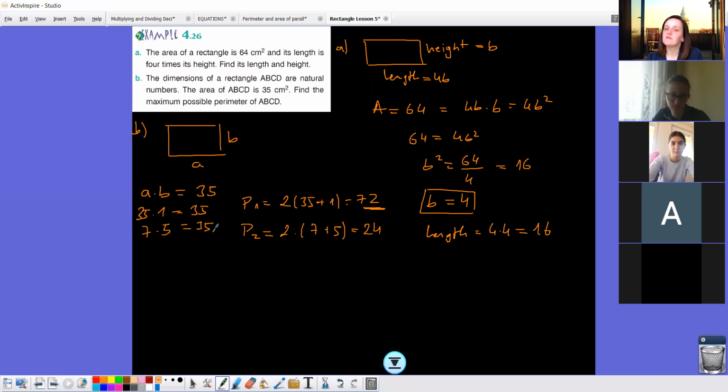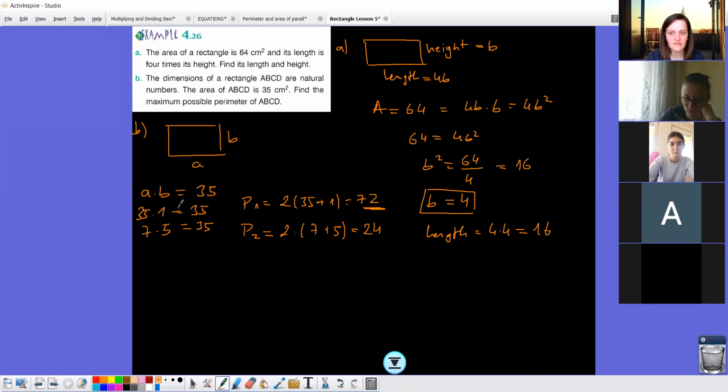We are giving directly 35, 1 and 7 and 5 because the question says they are natural numbers. If this information wasn't given, you could not write directly that A can be 35 and B 1, or 7 and 5, because it could be fractions or decimals whose multiplication gives you 35. But because it says they are natural numbers, we can write like this, okay?